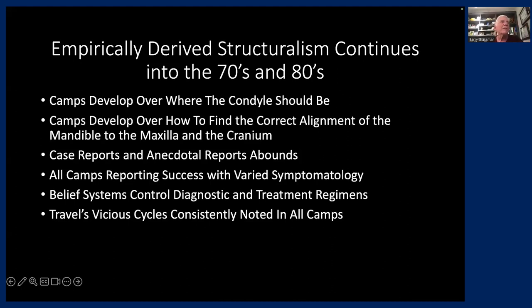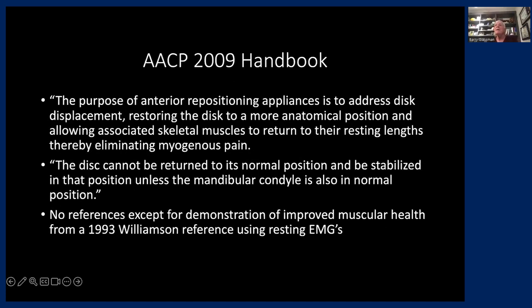Without going into detail, we know that the Travell's vicious cycle, which both of their models were dependent on, interferences causing hyperactivity, causing lateral pterygoid spasms, Lund's adaptive theory, et cetera, was debunked years ago, but it still continues to be taught. In the 2009 AACP handbook, it says the purpose of anterior repositioning appliances is to address disc displacement, restoring the disc to a more anatomical position and allowing associated skeletal muscles to return to their resting lengths, thereby eliminating myogenic pain.